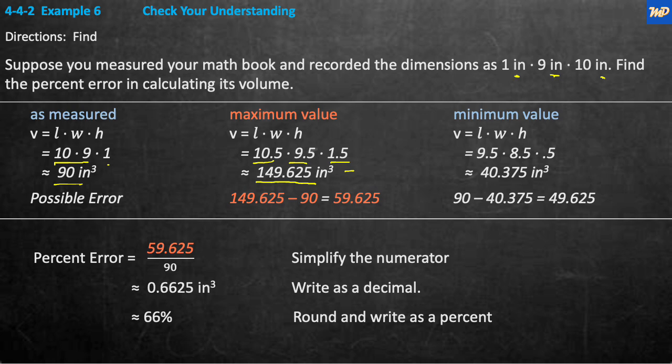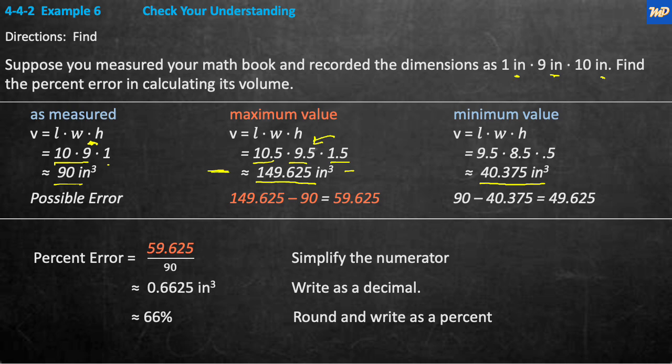Then over here for the minimum value, you're going to get 9.5, which is 10 minus 0.5. And you get 8.5, which is your 9 minus 0.5. And 1 minus 0.5 is 0.5. And when you multiply that up, you're going to get 40.375 inches cubed. So let's find what the possible errors are.